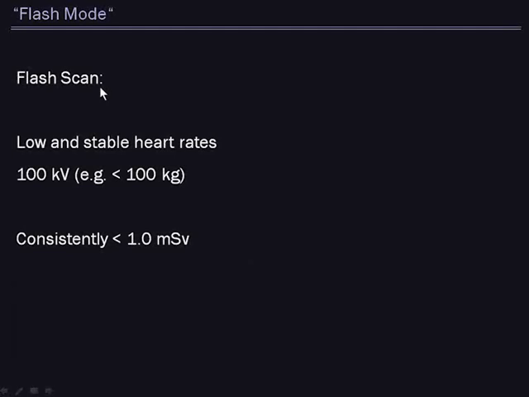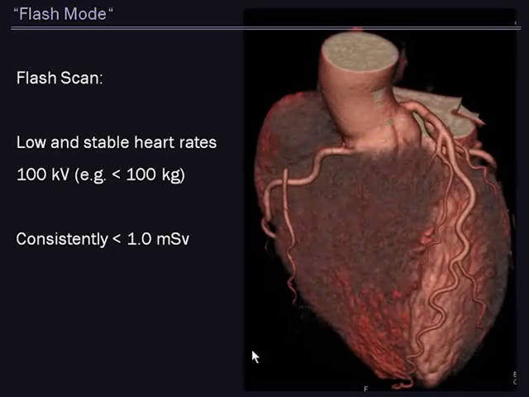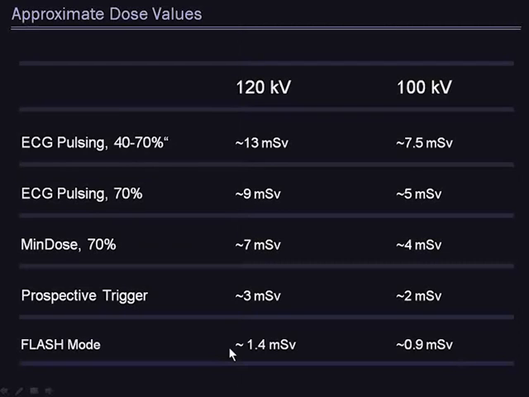So the flash scan is a wonderful option to keep doses extremely low. In fact, it can be consistently less than 1 millisievert, but patients really have to have a stable heart rate, and they should be less than 100 kilograms so that 100 kV tube voltage can be used. Here once again is an example of the image quality that can be obtained using the flash mode.